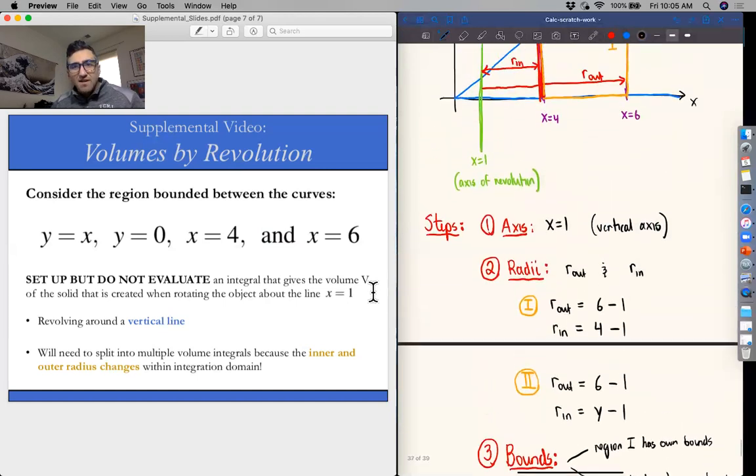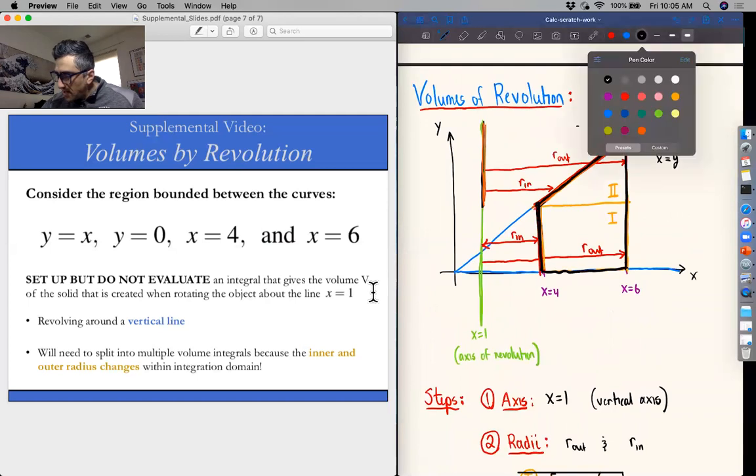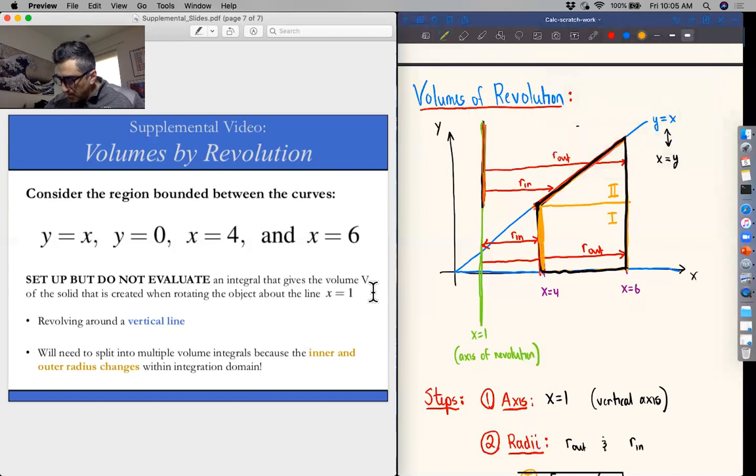So let's go back to our plot. And again, this is why our plots are so tremendously helpful here. Let me color in our region, just so we can highlight different aspects. All right, so region 1, I'll highlight as this bottom piece. And remember, we're integrating with respect to y here because we're revolving around a vertical axis. So we need to ask ourselves, what is the smallest y value for this region? And what's the highest y value in this region?